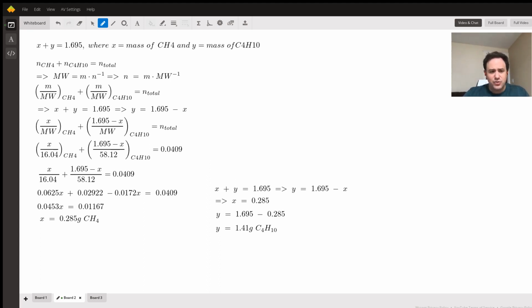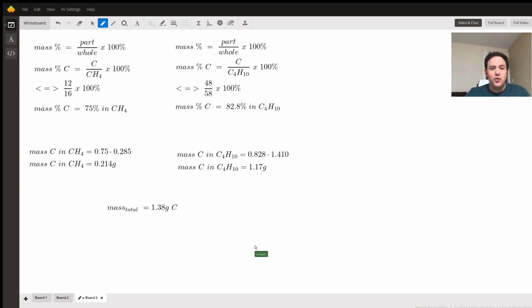And we do some algebra, we go back to our college algebra days, and we find that x is equal to 0.285 grams of methane. Great. Now I can plug that into that first equation at the very top of the page, and solve for y. And I can find that y is equal to 1.41 grams of butane. Now that we know that, we've accounted for the entirety of the 1.695 grams of gas present, we can go ahead and finish up this problem.